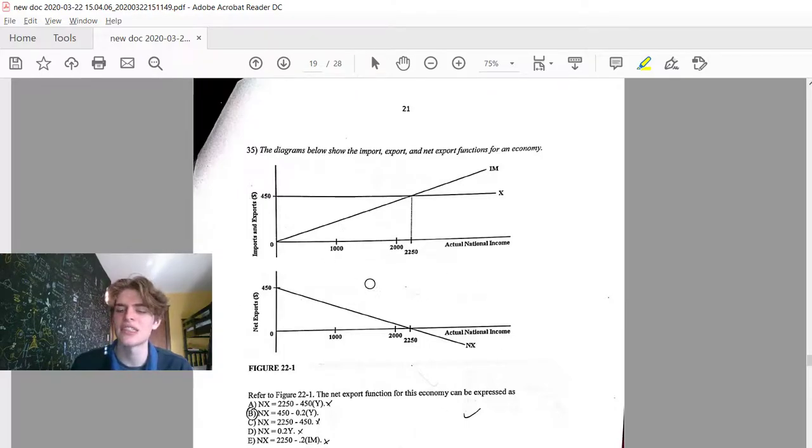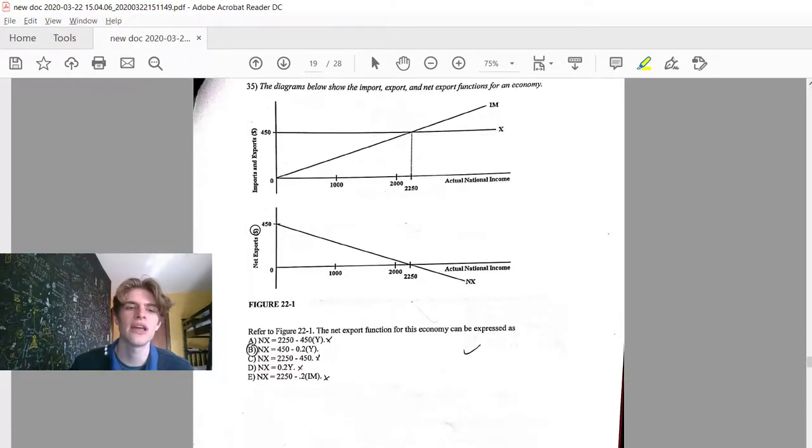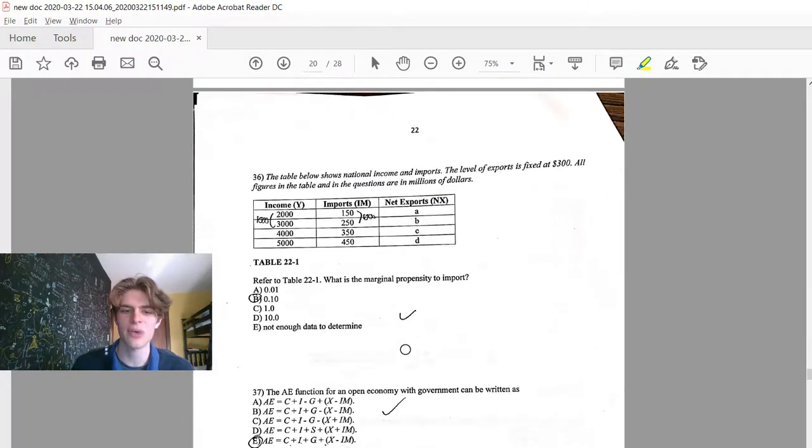It's an exam. The diagrams show the import, export, and net export functions for an economy. The net export function for this economy, net exports, NX, that's the net export function, goes down. Read off the graph. I laughed when I saw this question because this is the only one that has the right y-intercept, right? None of the other ones have 450 as the y-intercept. You don't have to do anything else after that. That's it. It gives you enough data points that you can calculate the slope and stuff, but you don't need to. It's the only one that has the right y-intercept.